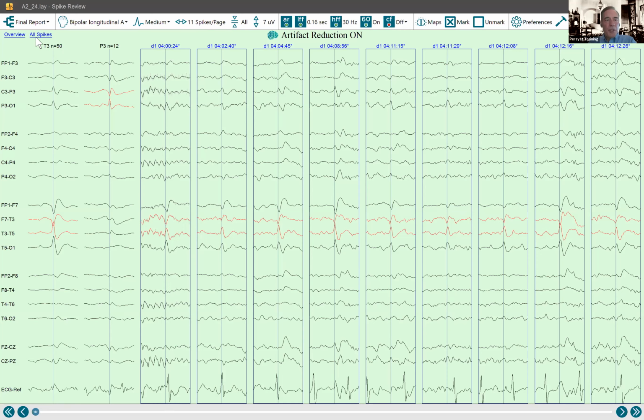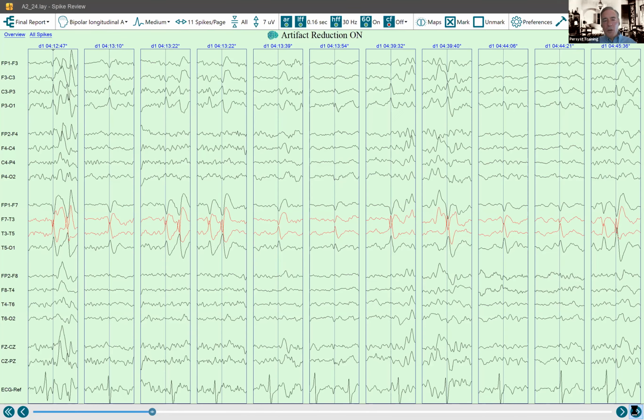Here we have a display showing the averages of the exemplars that we selected. So here we have the T3, N equals 50. And so that's an average of those 50 detections here. P3, I marked a dozen of those, and that's the average. Now to the right of that, and we can page forward through this, are all the individual ones.